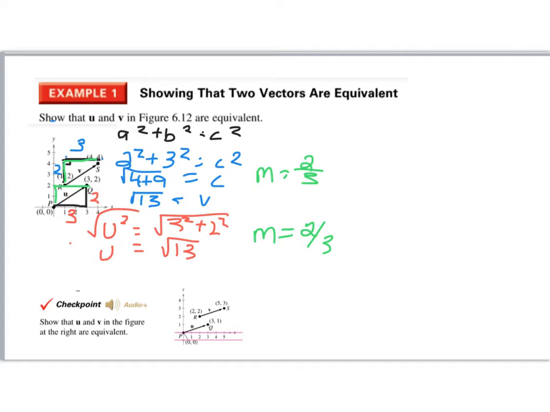Okay, go ahead and pause and show your work on the next checkpoint. Check in when you're ready to go. So u is equal to the square root of 10, which is the distance, and v is also equal to the square root of 10, that's its magnitude, and the slope for both of them is 1 over 3, which is actually their direction. They're going up 1 and over 3.